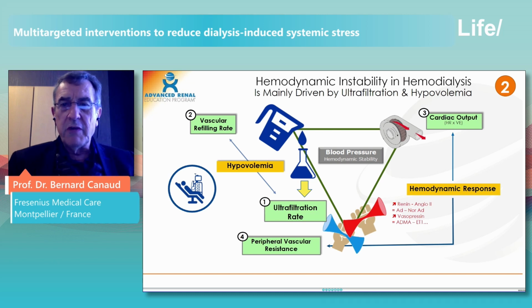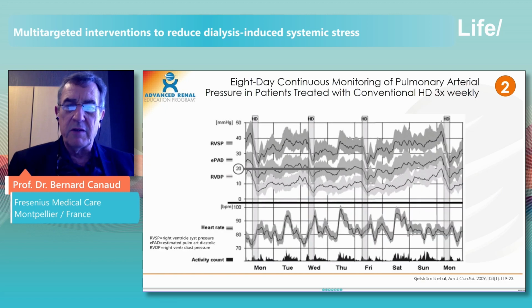During the dialysis, we can act on different factors. Of course, we can reduce the ultrafiltration rate by increasing the time, I will show you. We can facilitate the vascular refilling capacity. We can act on the cardiac output. We can act on the peripheral vascular resistance. So that means we can act on the hemodynamic response by, for example, acting on the thermal balance. I will show you in a minute. So there are some action points where we can act.